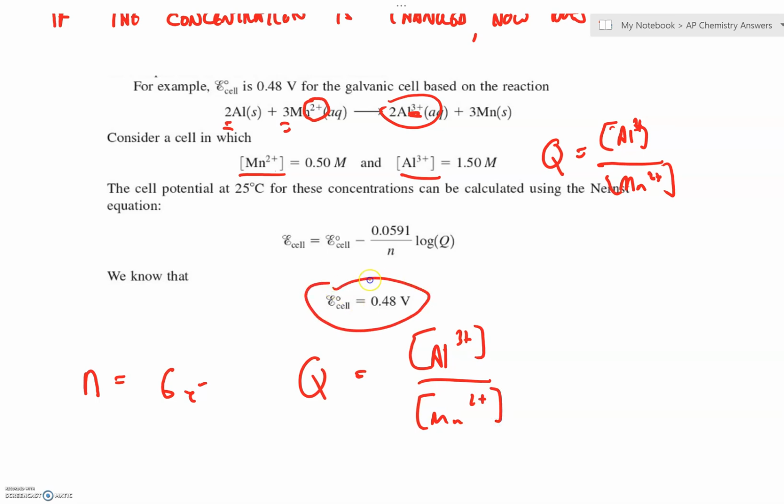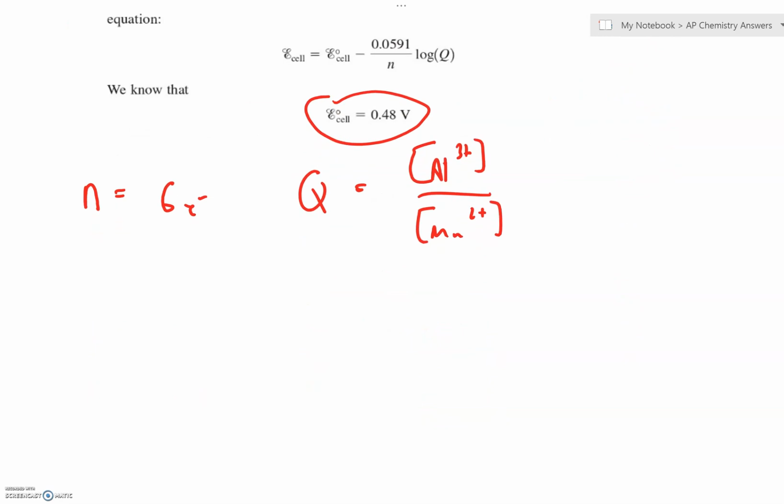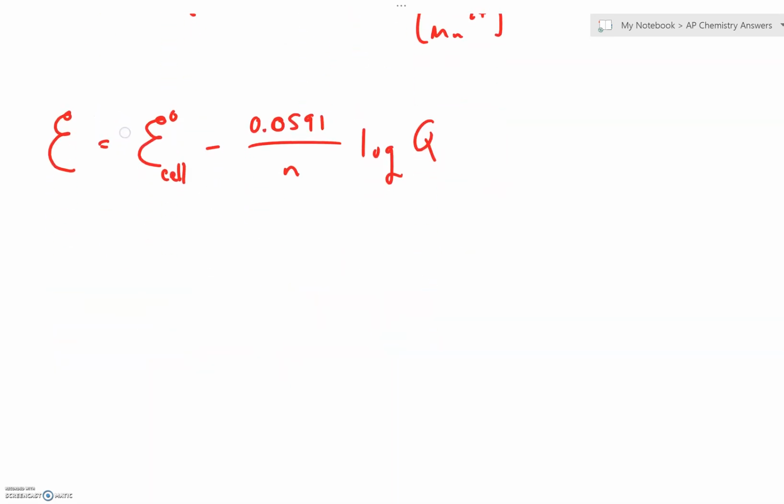We already know the standard cell potential. That won't always be the case, but in this case it is. So let's set this up. What is our new cell potential going to be if we know the standard cell potential minus 0.0591 over n log Q. I was teaching my general chemistry students about log last night, and we got to watch some Ren and Stimpy, so that was fun.